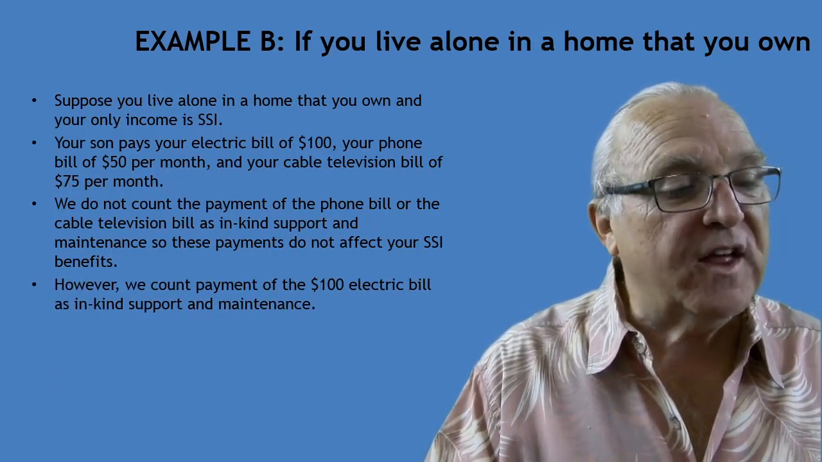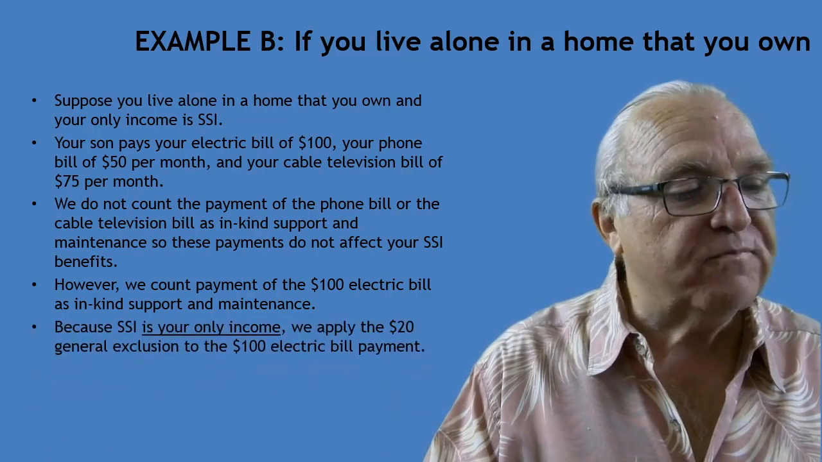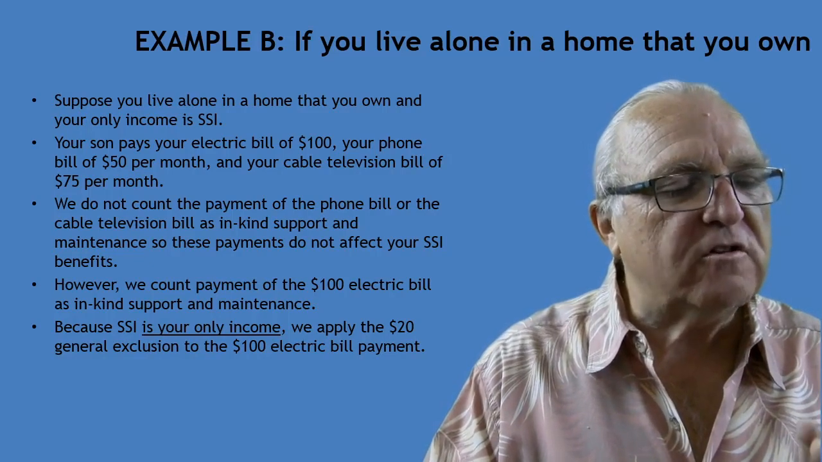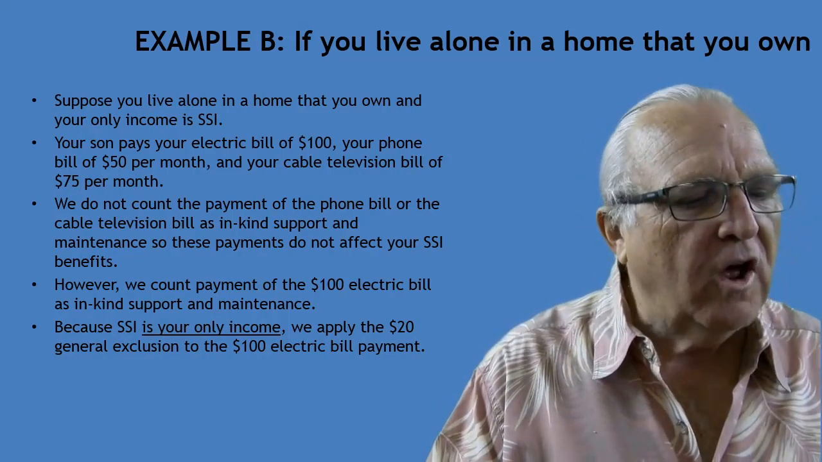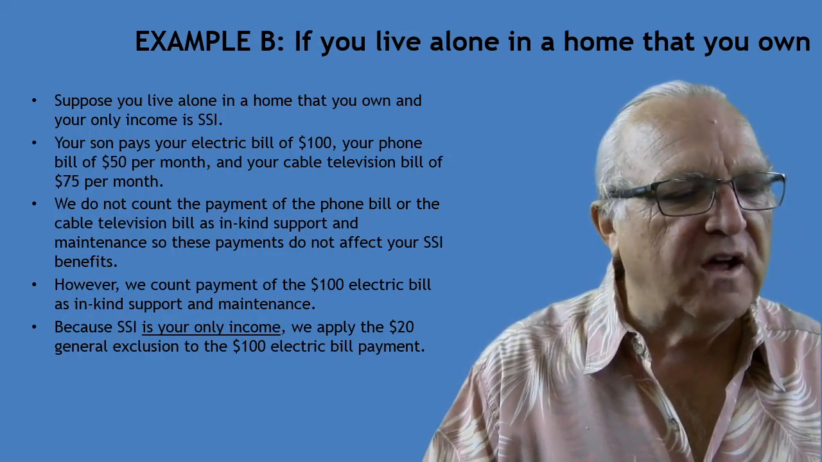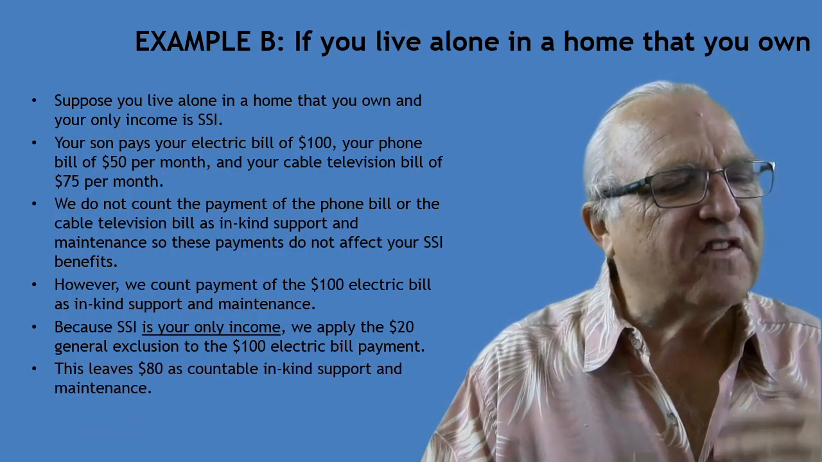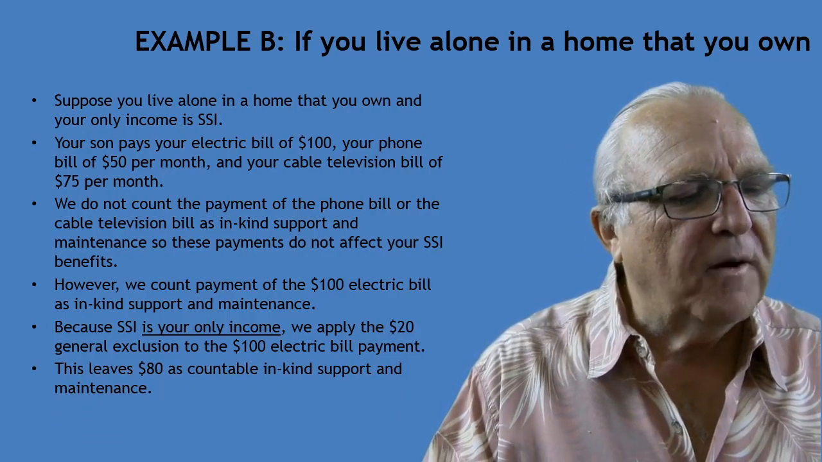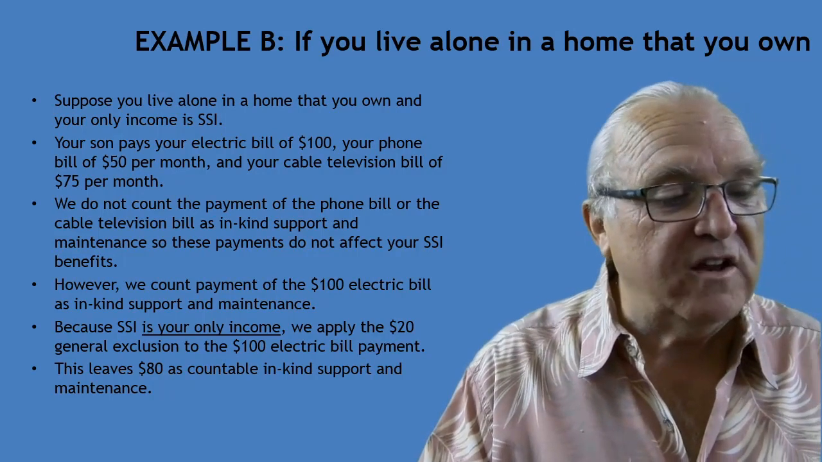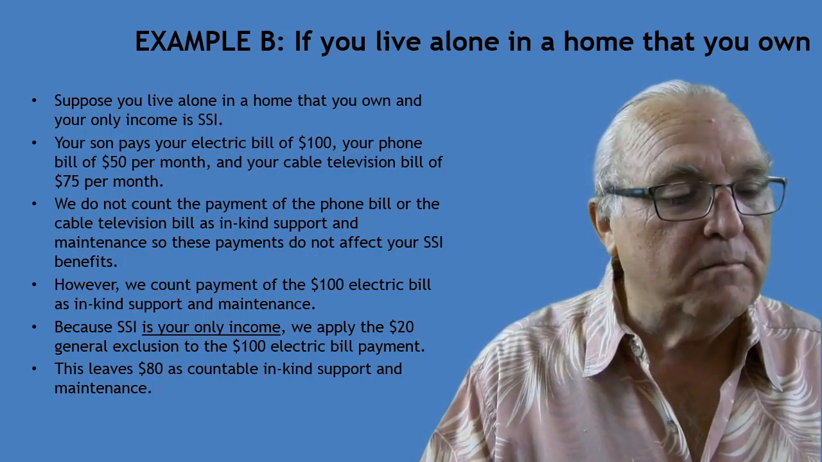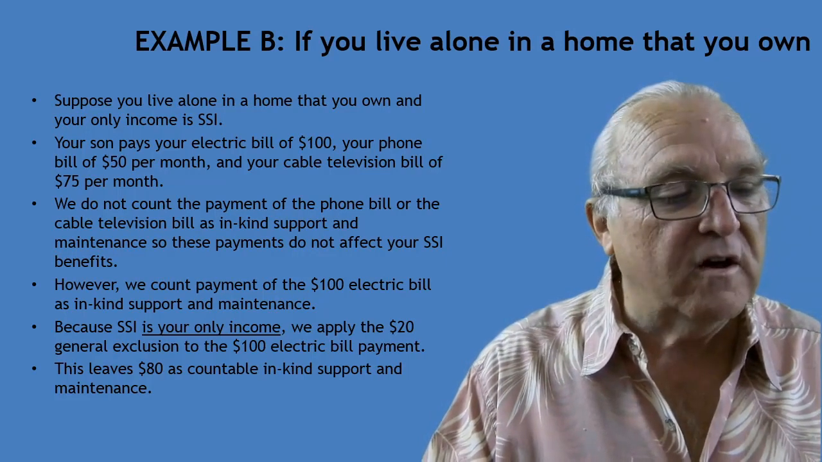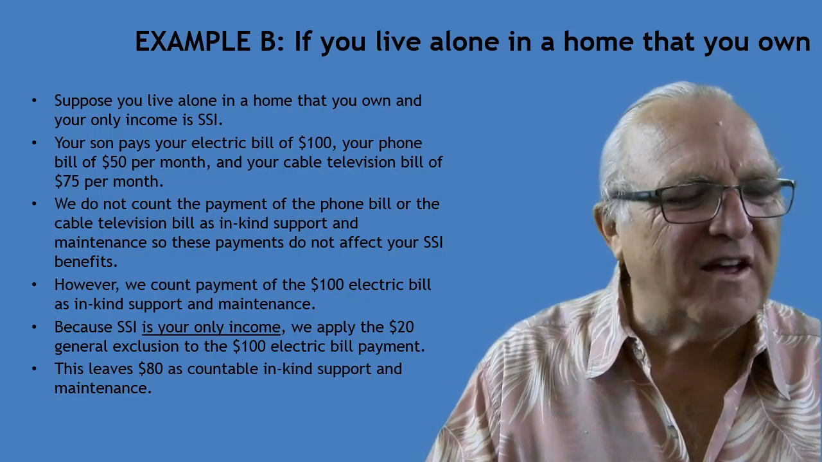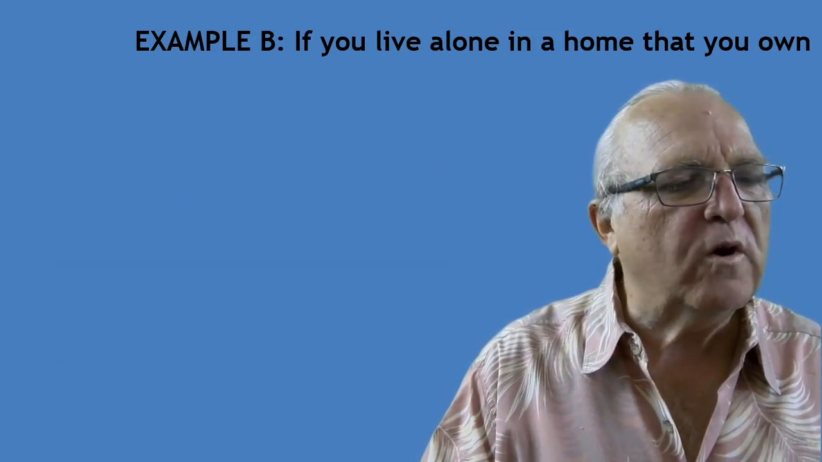However, they do count the electric bill as in-kind support and maintenance. Because SSI is your only income, we apply the $20 general exclusion, or as I like to call it, the disregard, to the $100 electric bill. Okay, here, meaning that the son paying the $100 electric bill, or even if this came from a trustee, it would cause a reduction of $80 a month in the benefit recipient's benefits. So paying the electric bill in this kind of situation really doesn't get much bang for the buck, and it's something you'd want to avoid.